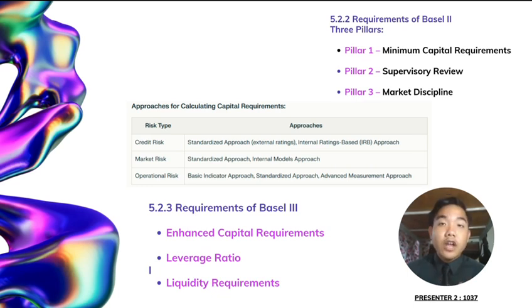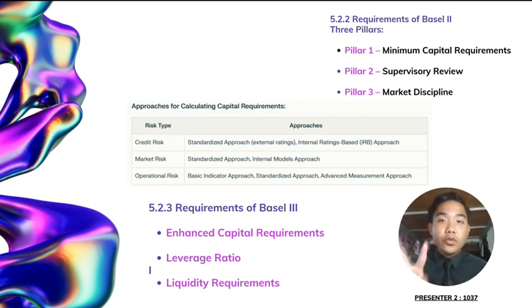For requirements of Basel 2, there are three pillars. Pillar 1 is minimum capital requirements. It means banks must maintain capital to cover credit, market, and operational risk. The minimum capital adequacy requirement is 8% of risk-weighted assets.